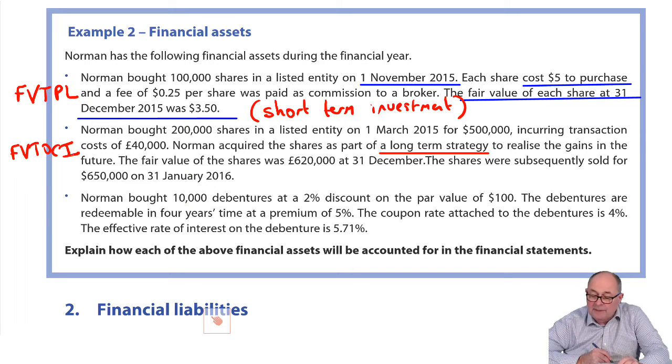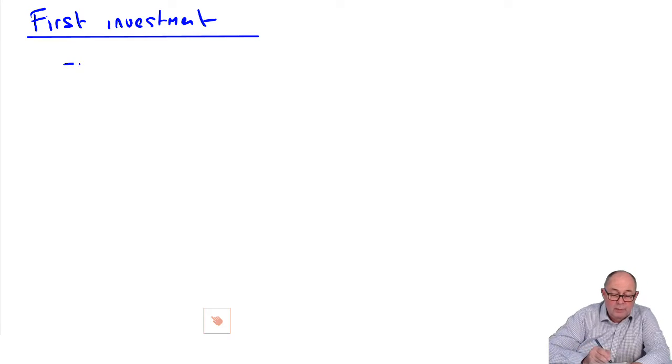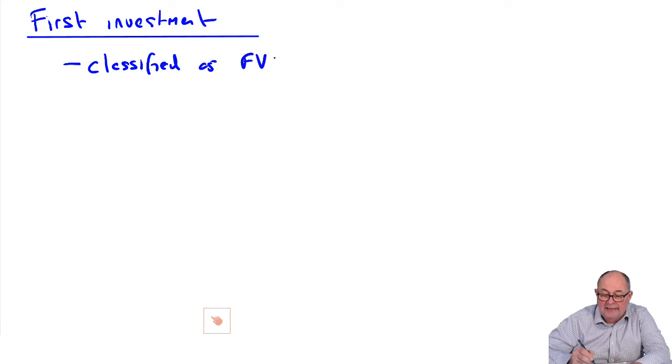We'll have a look at this investment again, and that investment again, on the 1st of November and then on the 31st of December. So we're looking here at example 2, and we're looking at the first investment. What we've said is that because it's short term, it will be classified as fair value through profit and loss. We've also said that transaction costs will be expensed directly in the profit and loss.